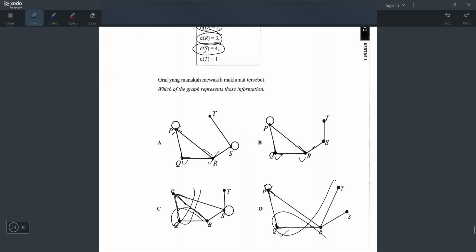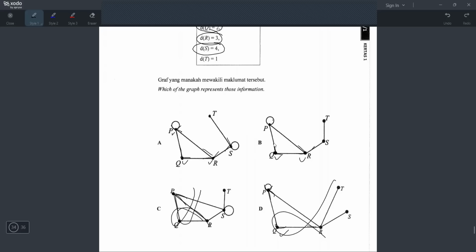Now we check this one. Degree of vertex S is 4. S has to have degree 4. So are there 4 lines? Okay, the loop. Loop means we count it as 2 degrees. But it's considered 1 edge. 1 edge, but we count it as 2 degrees. So 2 degrees for the loop and then 3, 4.